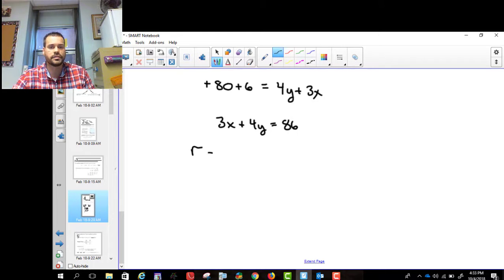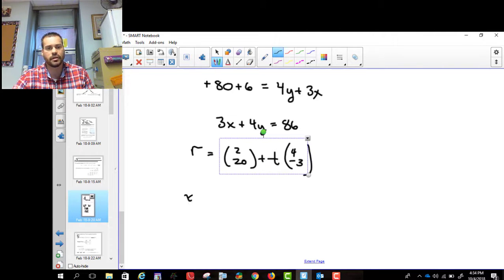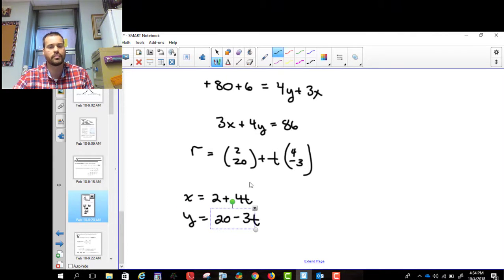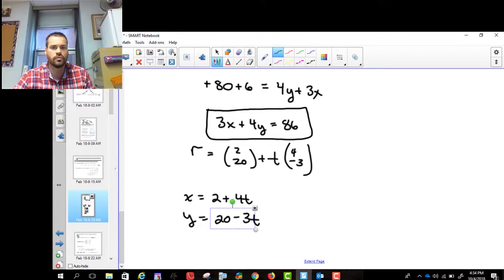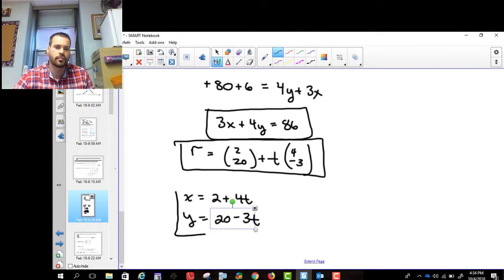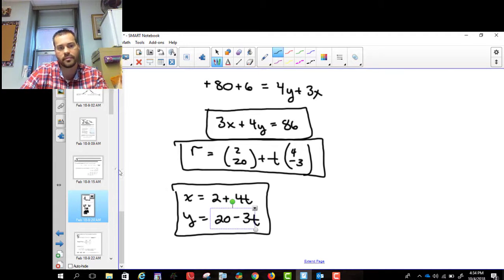Your vector equation is r = (2, 20) + t(4, -3). And your parametric equations are x = 2 + 4t and y = 20 - 3t. So there's three different ways to represent the same thing. This is Cartesian, which is what we're used to. This is the vector equation equivalent of that Cartesian equation. And then these make up our parametric equation. Three different ways to represent the same thing.